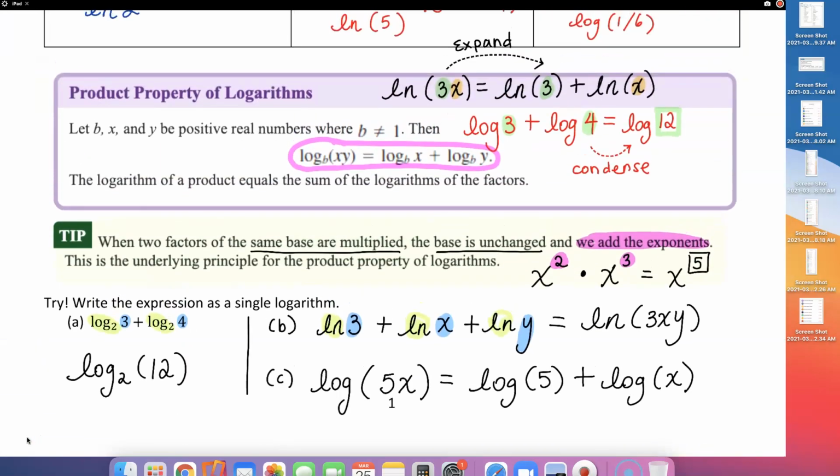That is how you can use the product property of logarithms. In the next video, I will go over the quotient property of logarithms. If a product can be broken down as a sum, what do you think we can break down a quotient as? We will look at that one in our next video, and I have a couple more examples to show you on that one.